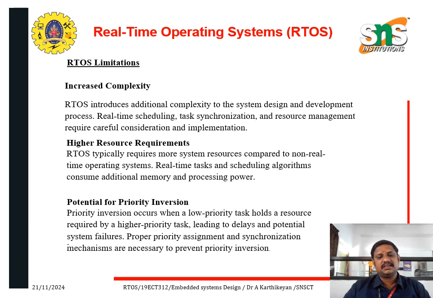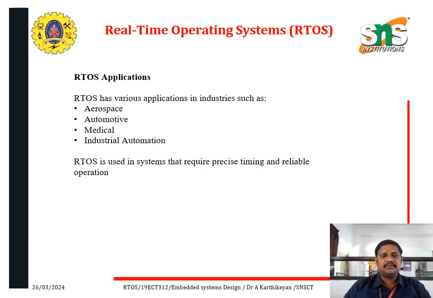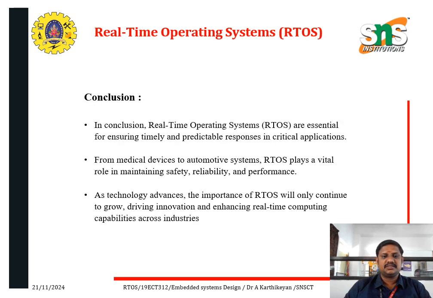The other limitation is priority inversion. When priority inversion occurs, the low priority task holds a resource, so the queue increases and the performance goes down. The main applications are aerospace, automotive, medical, and industrial, where we are using RTOS.